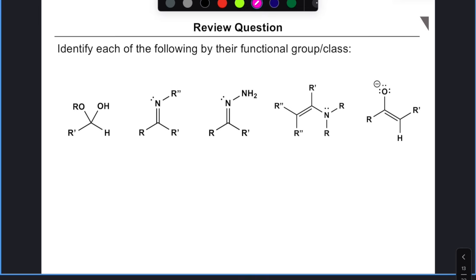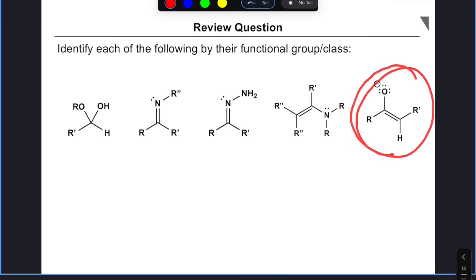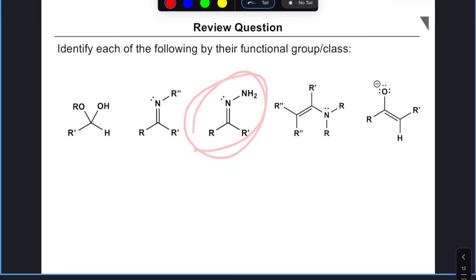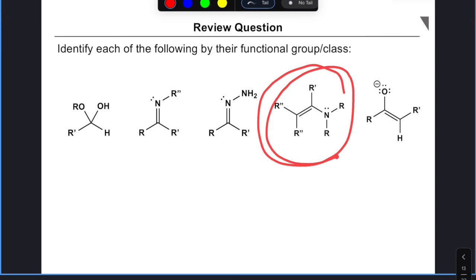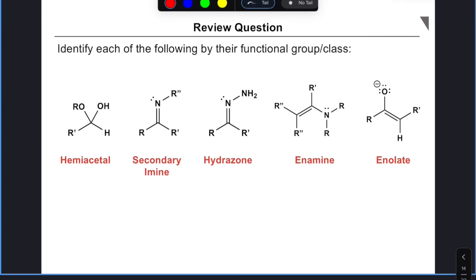This one is called an imine. This one is called an enolate. This is your enamine, and that's a hemiacetal. If you go through these, the other components, secondary and so on, are part of the other structures too, the main categories.